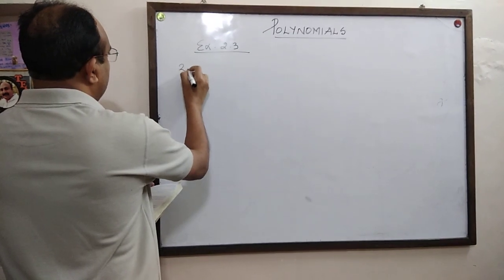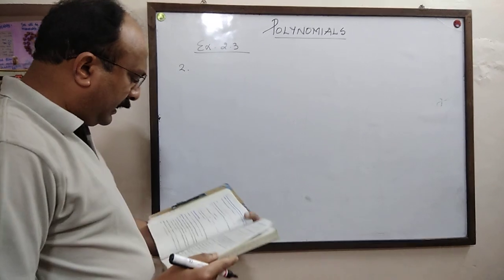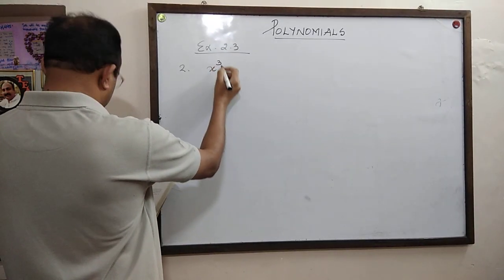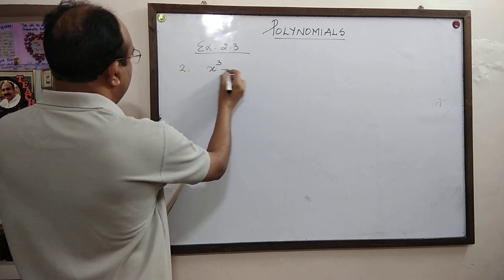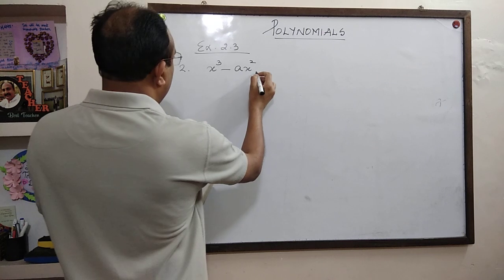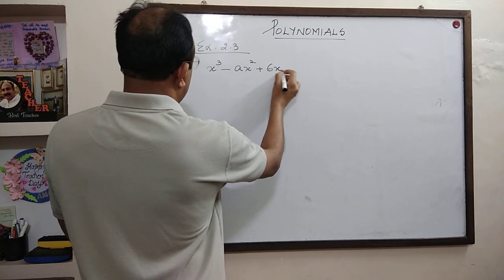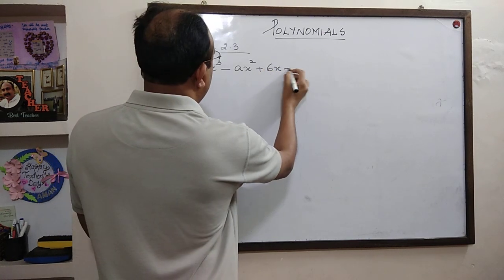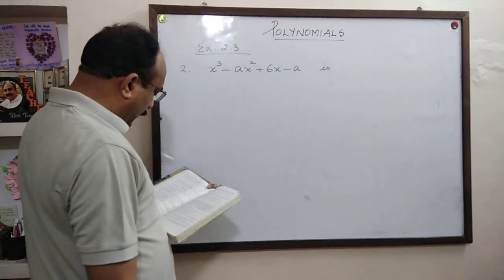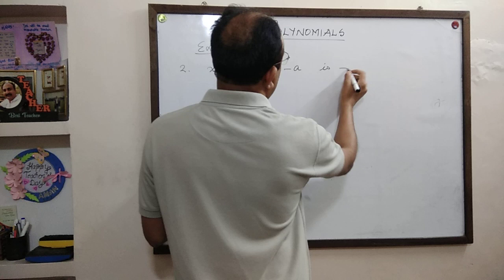Question number 2 is, find the remainder when x cube minus ax square plus 6x minus a is divided by x minus a.